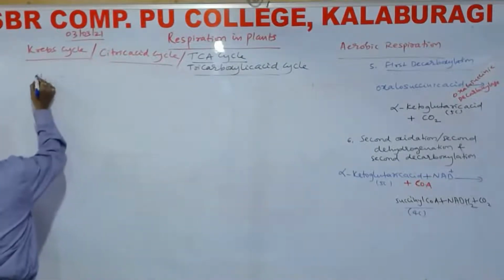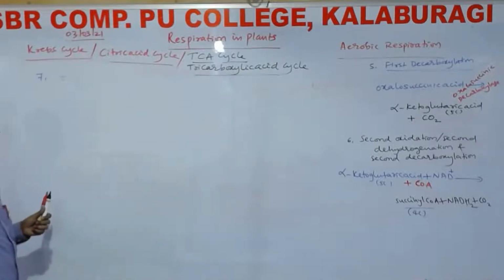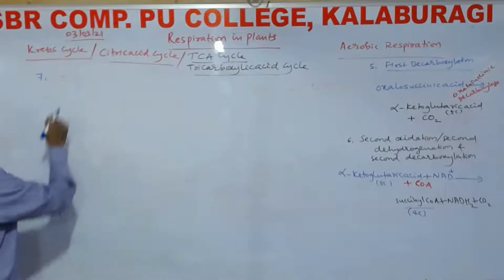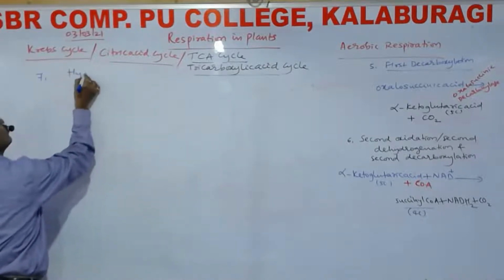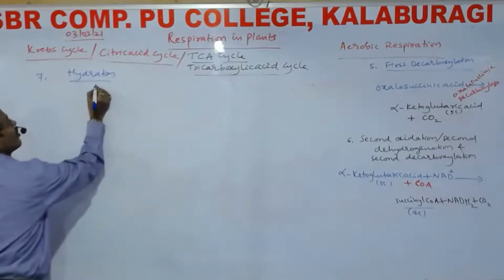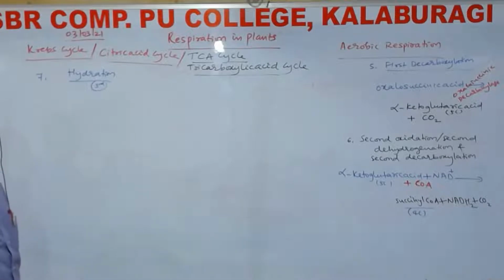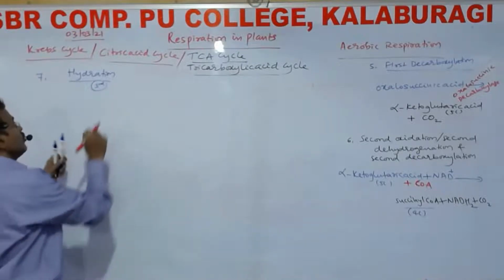So seventh step, it is hydration. Already one water molecule is used in step number 1. One water molecule is used in step number 3. This is the seventh step. So it is hydration. Number wise, we can refer to it as the third hydration, because in step number 1 one water molecule is used, and in step number 3 one water molecule is used.